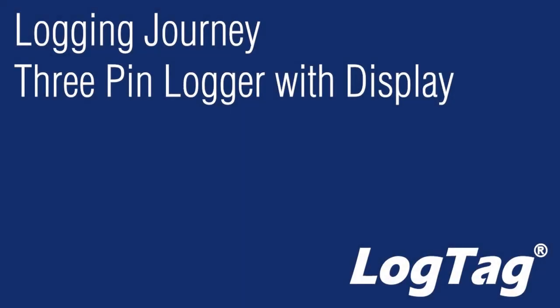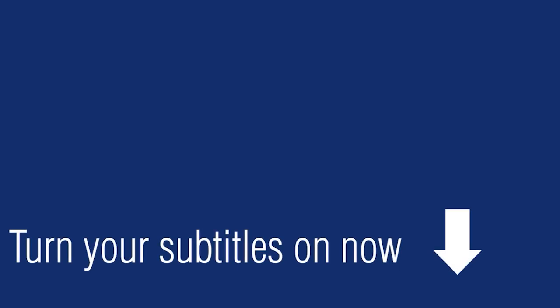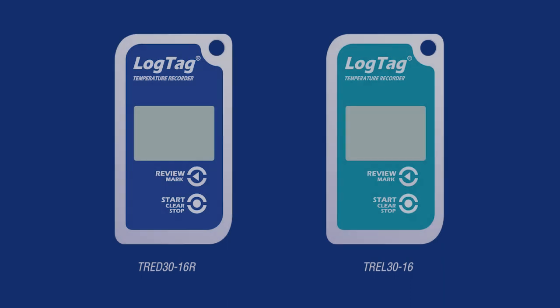When using one of LogTag's 3-pin loggers with display, users are able to gain information about their logging status by viewing the LCD display on the logger. During logging, the display will provide the user with information such as the current temperature and any alarm excursions.